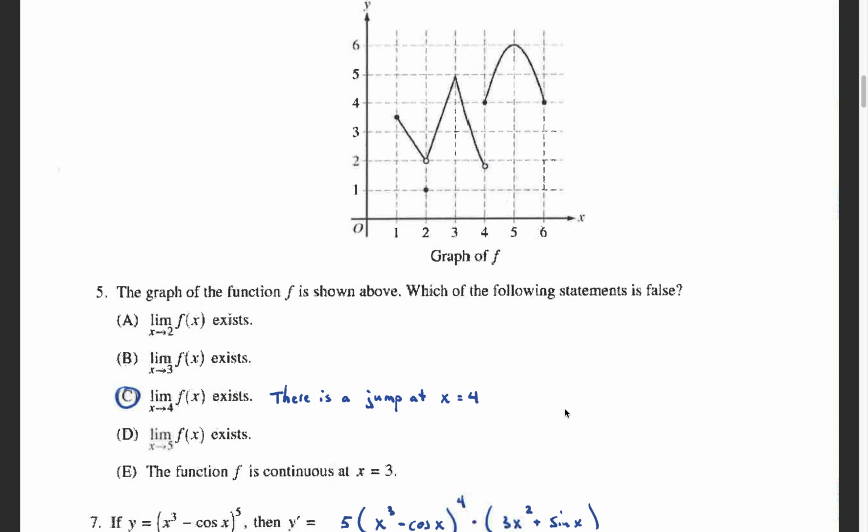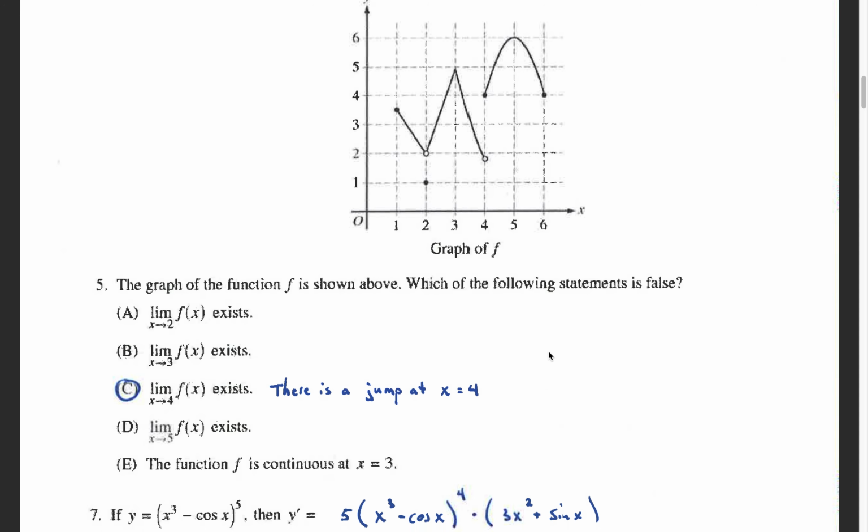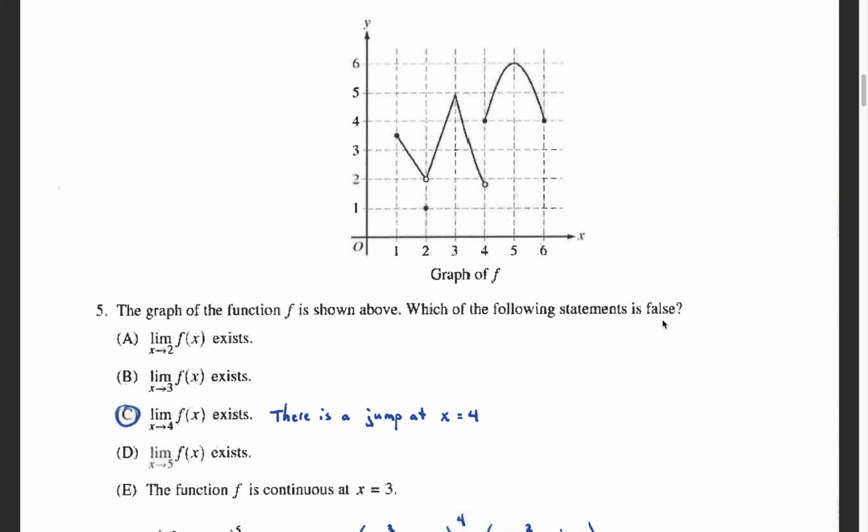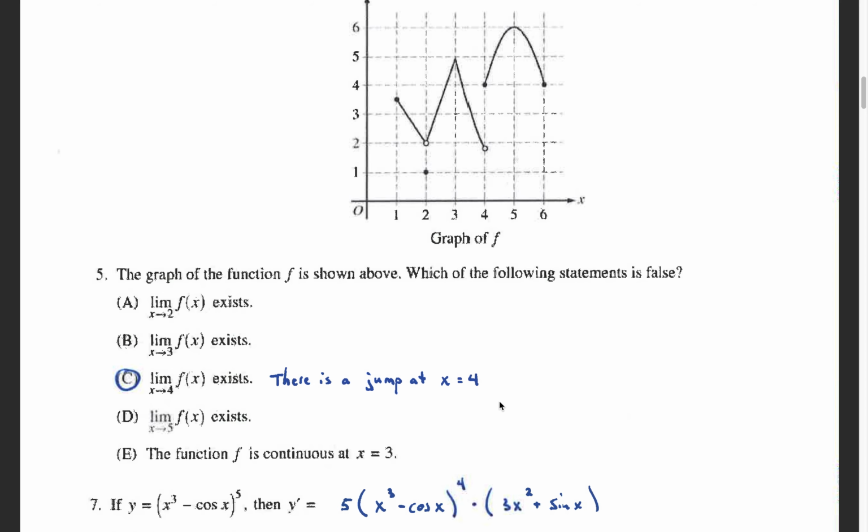This next one, just kind of looking at this, it says which of the following is false. If you look at 2, there is a limit at 2, but it's not continuous here. There's a limit at 3, it's continuous at 3, it's not differentiable at 3. And then at 4, there's not a limit, of course it's not continuous, and of course it's not differentiable. And so, which of the following statements is false? There is not a limit at 4, there's a jump, so that C is false.